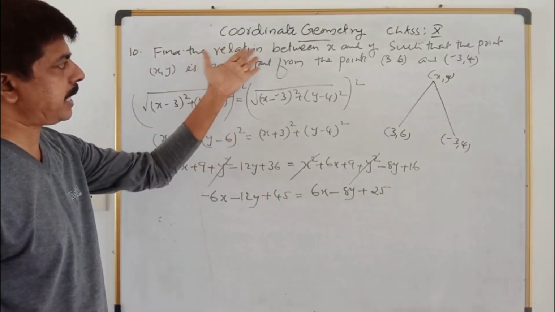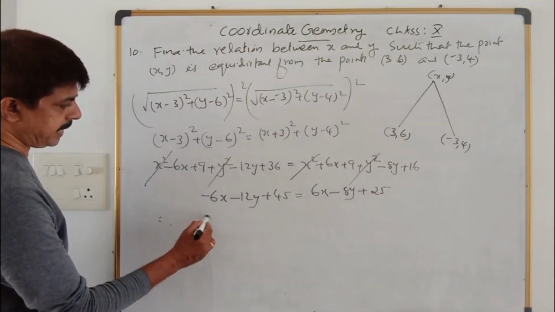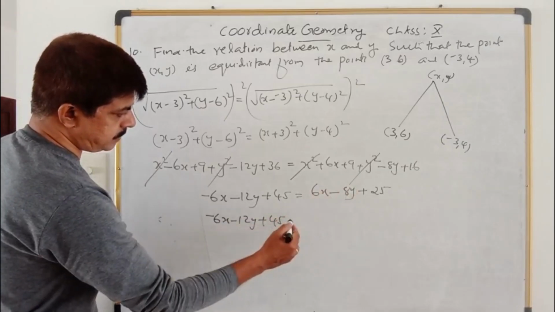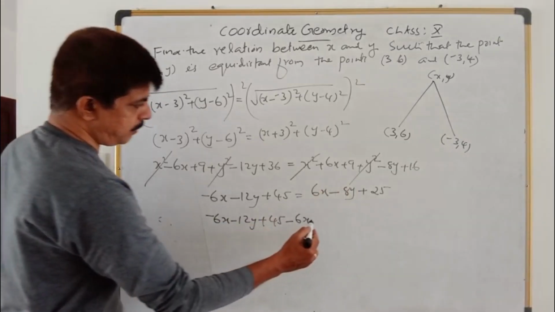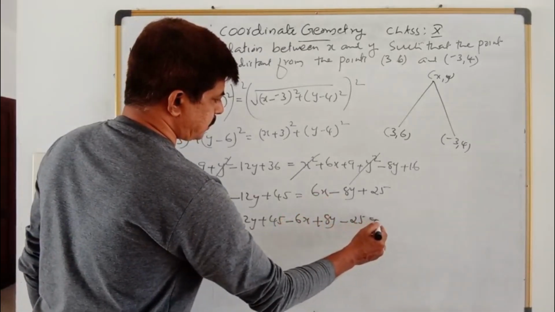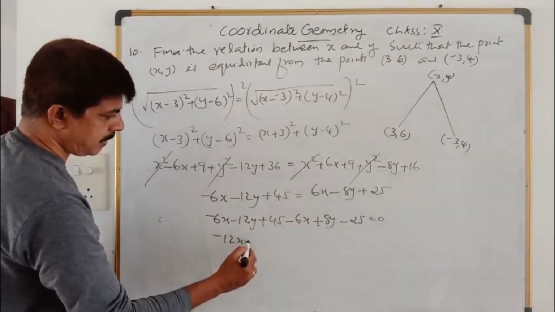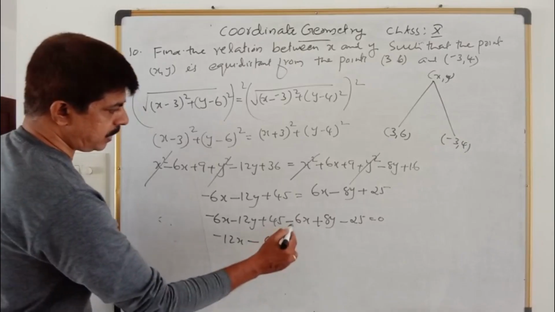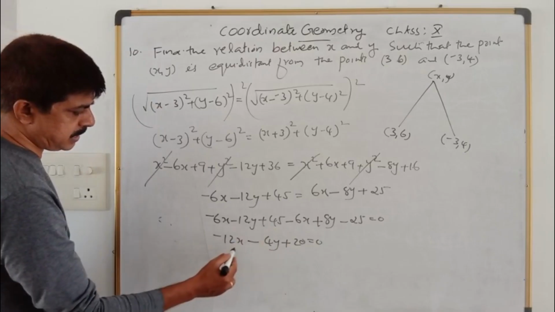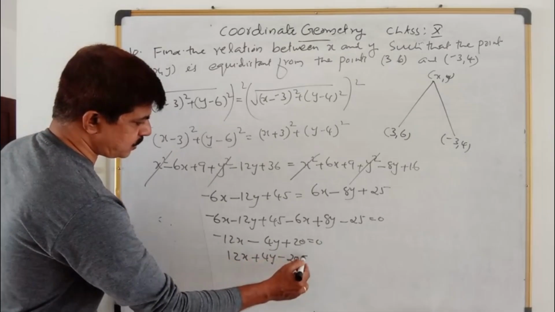So we are going to make an equation. They asked to make the equation, right? A relationship between x and y means we have to form one linear equation in two variables. So minus 6x minus 12y plus 45. All the terms from the right side we have to take to the left side by changing sign: plus becomes minus, minus becomes plus. So now we simplify. Minus 12x, minus 12y plus 8y gives minus 4y. 45 minus 25 is 20. As we can change the sign, 12x plus 4y minus 20 equal to 0.